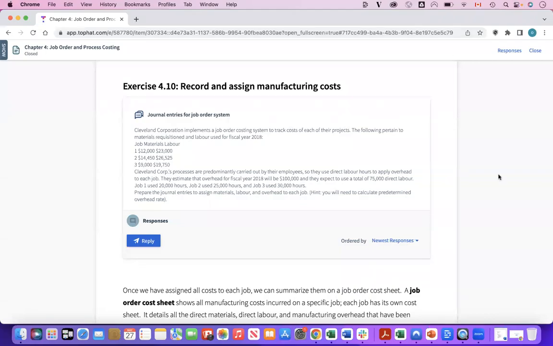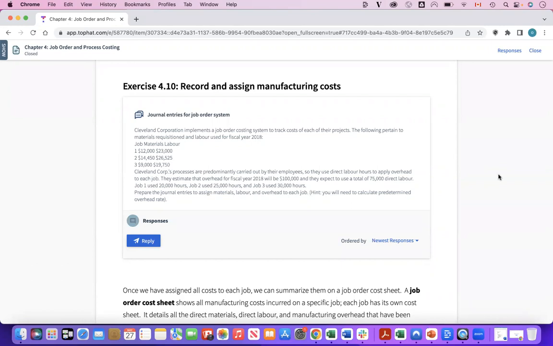All right, let's look at how we record and report the entire job order costing process. From beginning to end, we're going to look at those 8 steps and prepare the journal entries related to this question. So Cleveland Corp implements a job order costing system to track costs of each of their projects.